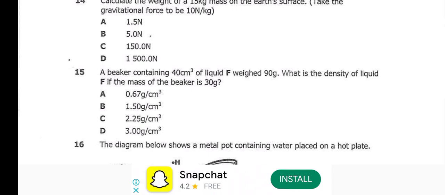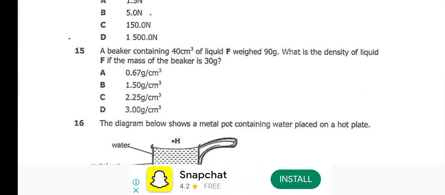We go to question 15. A beaker containing 40 centimeter cubic of liquid F weighed 90 grams. What is the density of liquid F if the mass of the beaker is 30 grams? So here is a scenario whereby you put water in a beaker which has got 30 grams, and that glass and water weighs 90 grams.